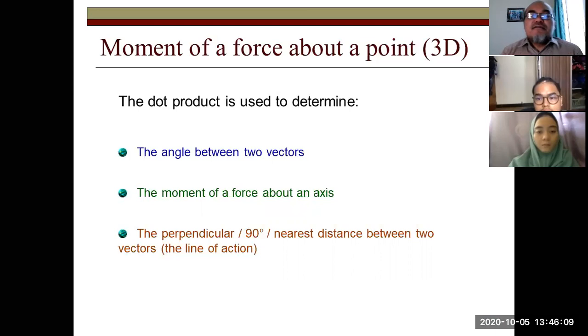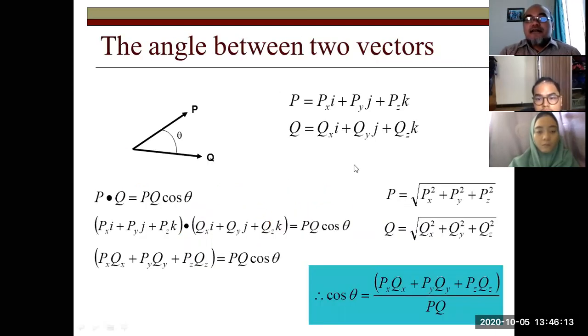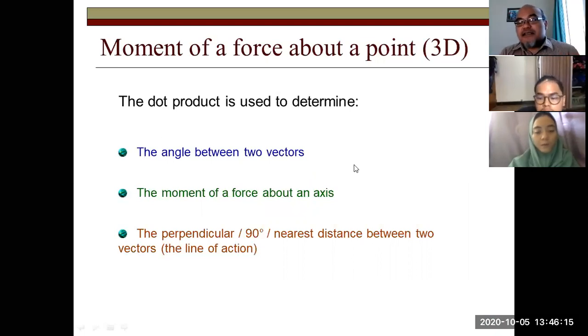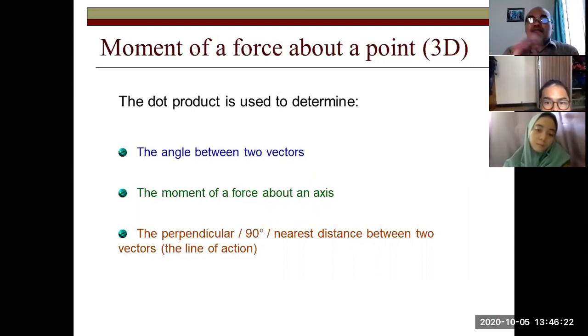Number 2 is when we need to know the moment of a force about an axis. The previous slide discussed the moment of a force about a point. Now we want to know the moment of a force about an axis, not a single point, but a line, or an axis. The third use of the dot product is when we want the perpendicular, or 90 degree, nearest distance between two vectors, or between the lines of action.